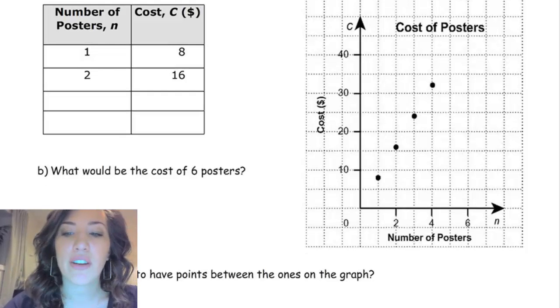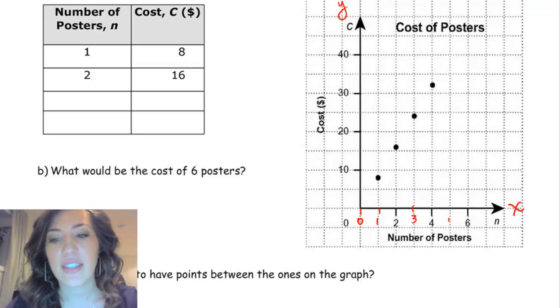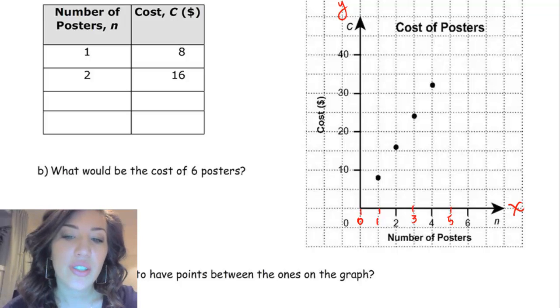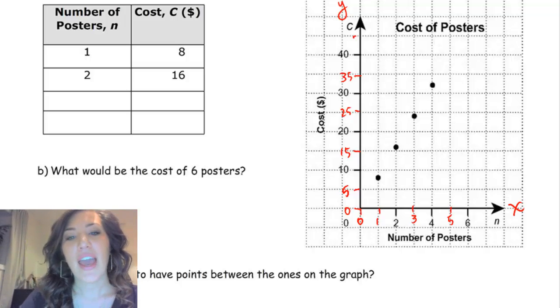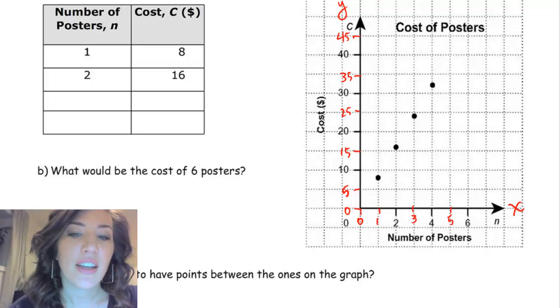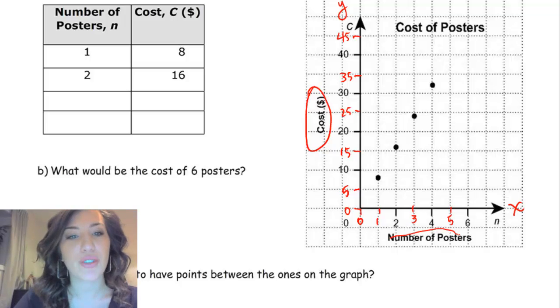We have our y-axis up here and our x-axis over here, and this goes 0, gap, 2, gap, 4, gap, 6. So we know that these are 1, 2, 3, 4, 5, 6. And this goes from 0 at the origin, and it goes skip and then 10, skip and then 20. So these must all be worth 5, 10, 15, 20, 25, 30, 35, and we can even go up to 45. Up to there. And this is the cost. Our y-axis is labeled the cost in dollars, and the x-axis is labeled number of posters.